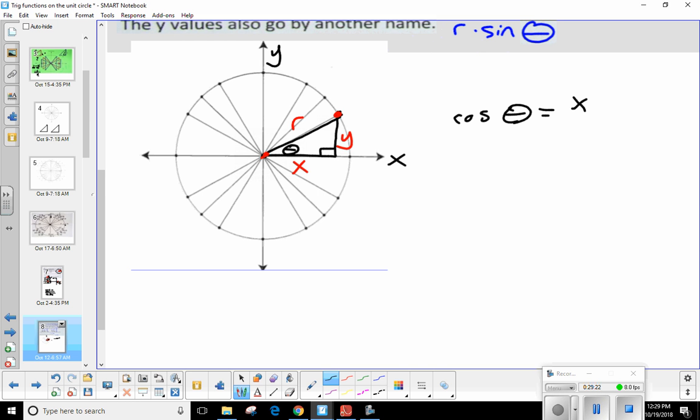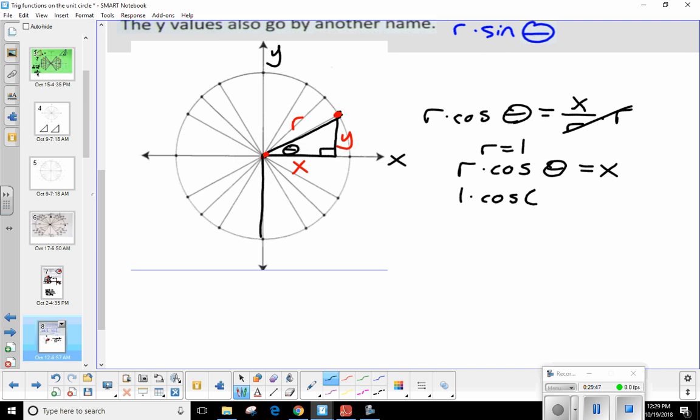X over r, right? Let's say I wanted to solve this for x, and we've done that quite a few times. I would multiply both sides by r so that those cancel, so you have r times the cosine of theta equals x. But we're on the unit circle. So what's the length of the radius? Remember, the radius is 1. So what's 1 times the cosine of theta? That's just cosine of theta. So I can replace x with cosine if we're just on the unit circle.